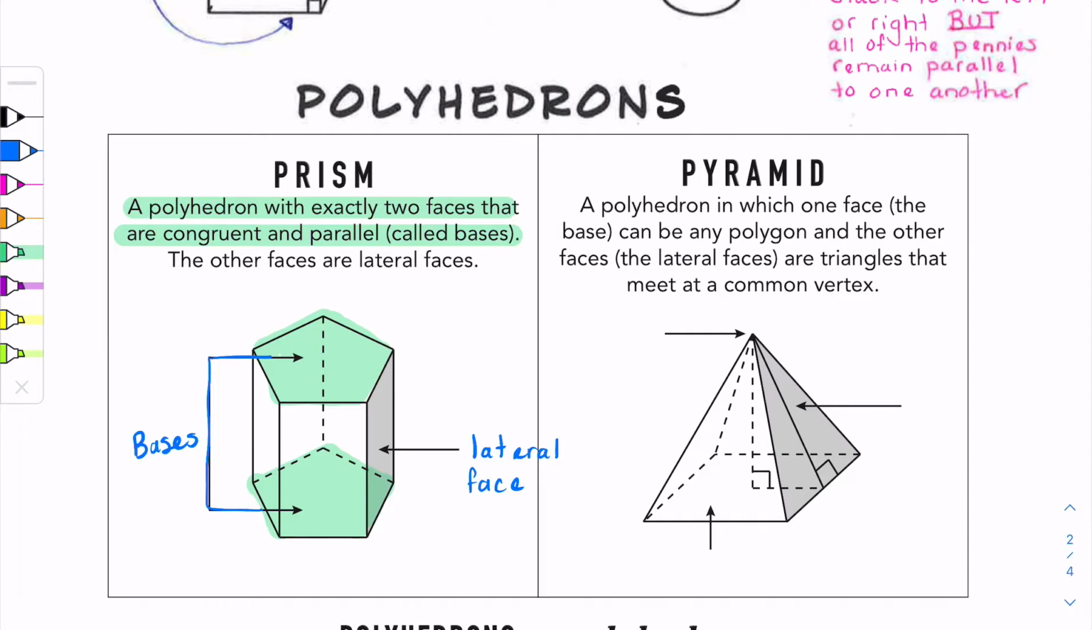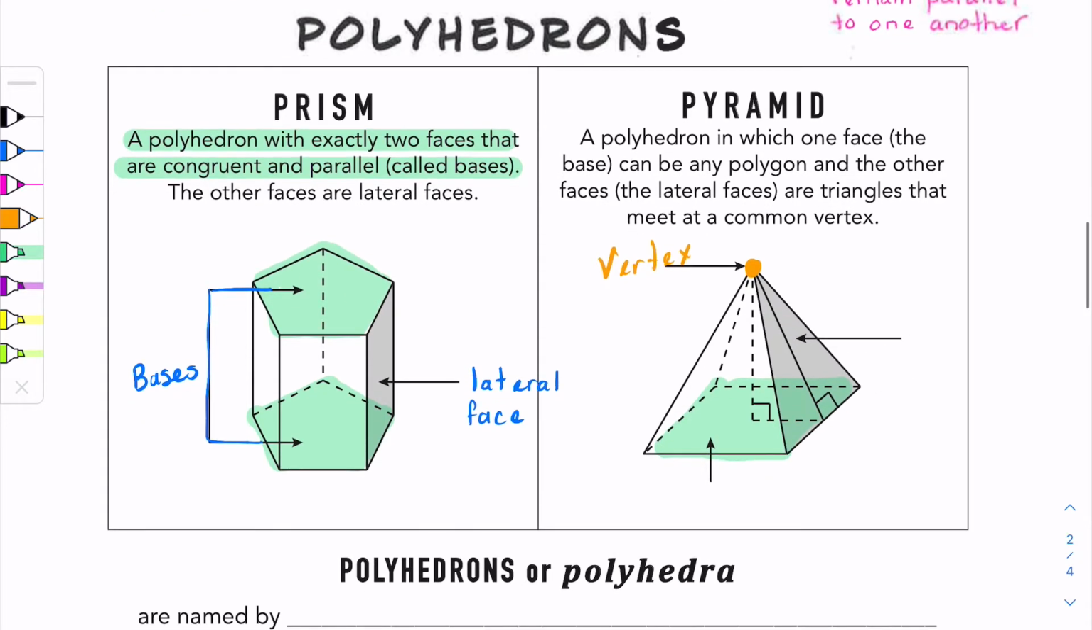A polyhedron in which one face is the base, which can be any polygon, and the other faces are lateral faces that meet at a common vertex, this figure is called a pyramid. So in this figure, we have our base. We only have one base for a pyramid. So the 2 important things to think of when you think of a pyramid is identify the base and identify the vertex. Because the vertex right there shows that this is in fact a pyramid. So far we labeled the base and the vertex. Of course, the other side is called the lateral face.